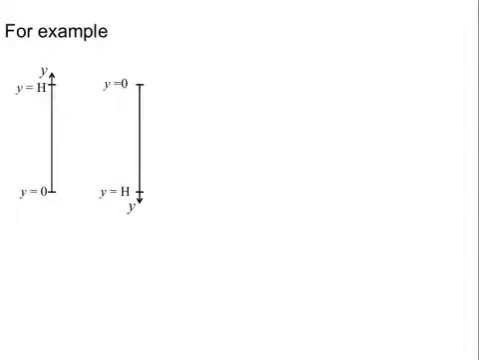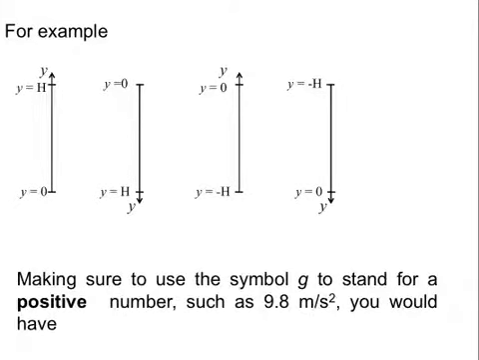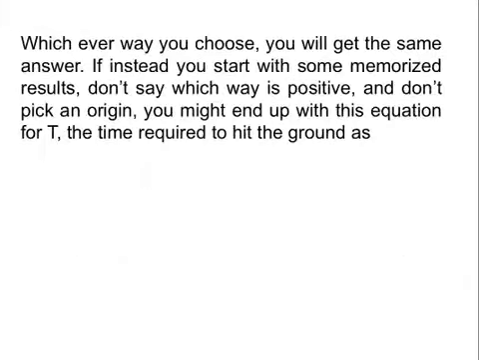You could call the initial value of the ball's position y equals 0 and call down positive. You could call the initial value y equals 0 but call up positive. You could call the initial value minus h and the ground y equals 0 with down positive. Making sure to use the symbol g to stand for a positive number, such as 9.8 meters per second squared, you would have a equals minus g for the first case, a equals plus g, a equals minus g, a equals plus g. Whichever way you choose, you will get the same answer.